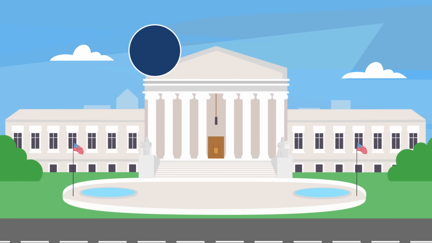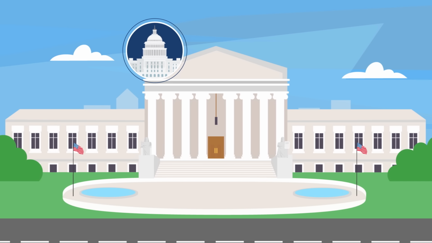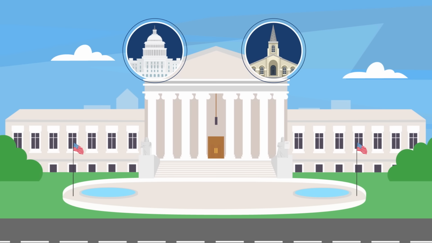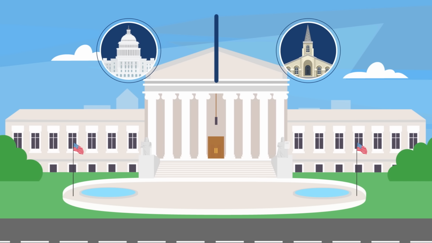First, a law must have a secular purpose. Second, the law's principal or primary purpose can neither advance nor inhibit religion. And finally, the government may not be excessively entangled in religion.